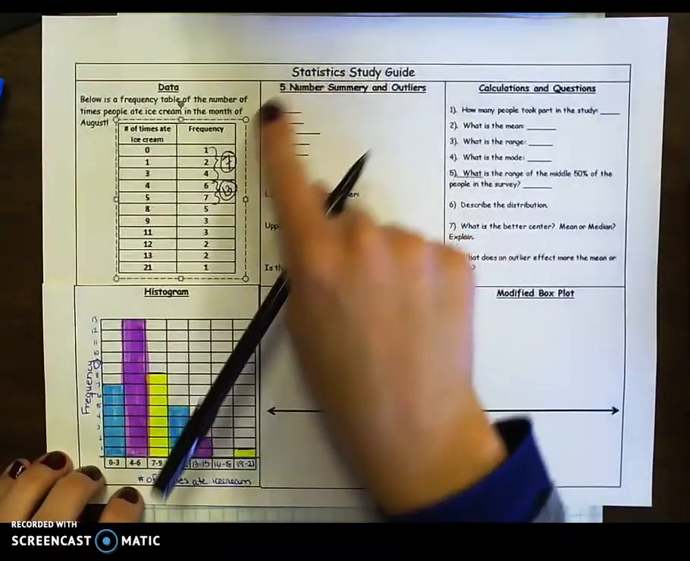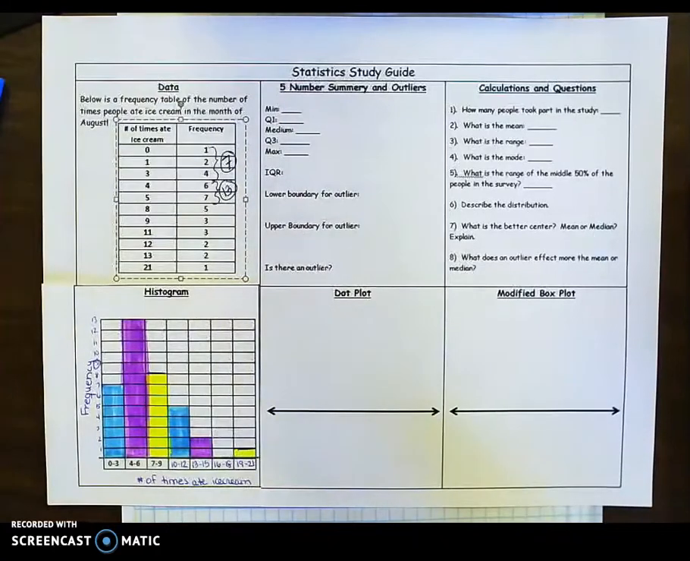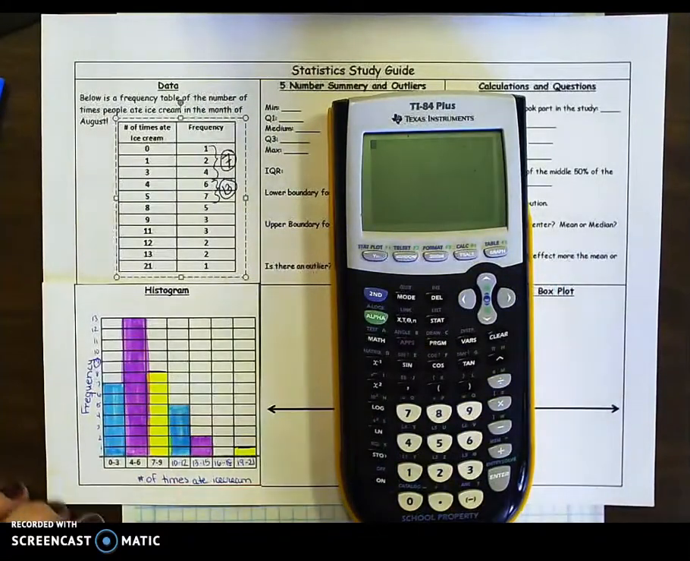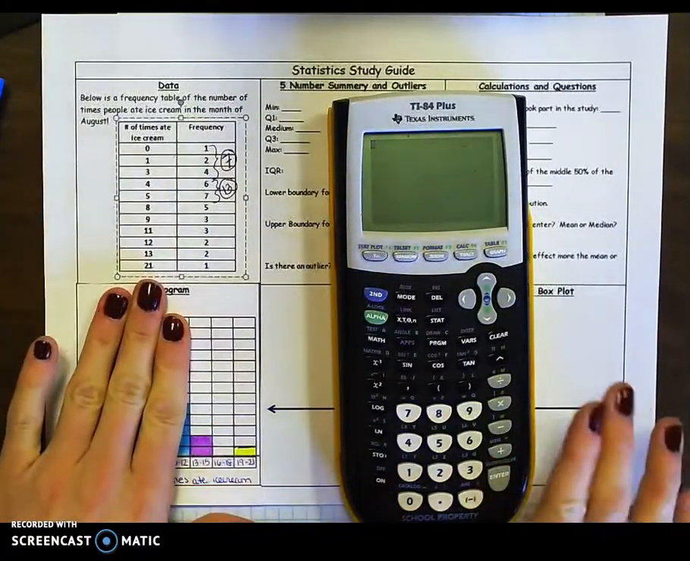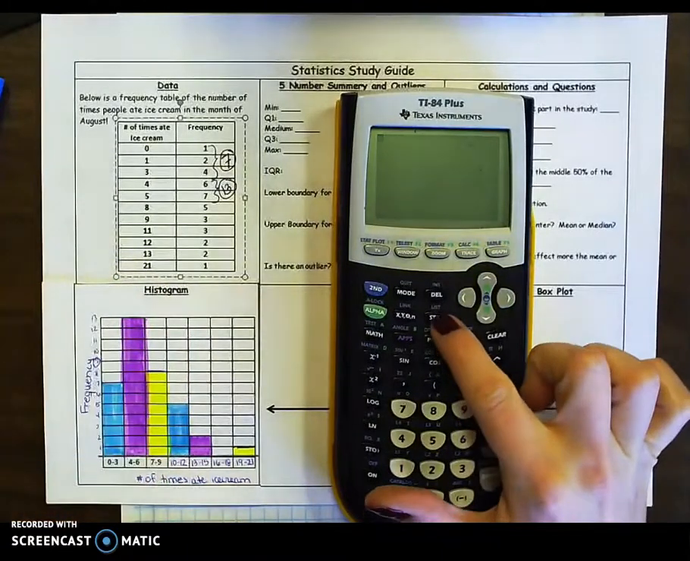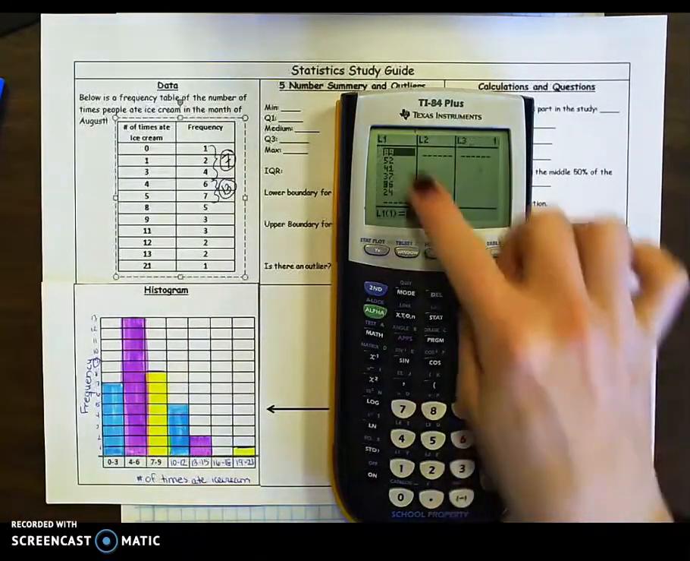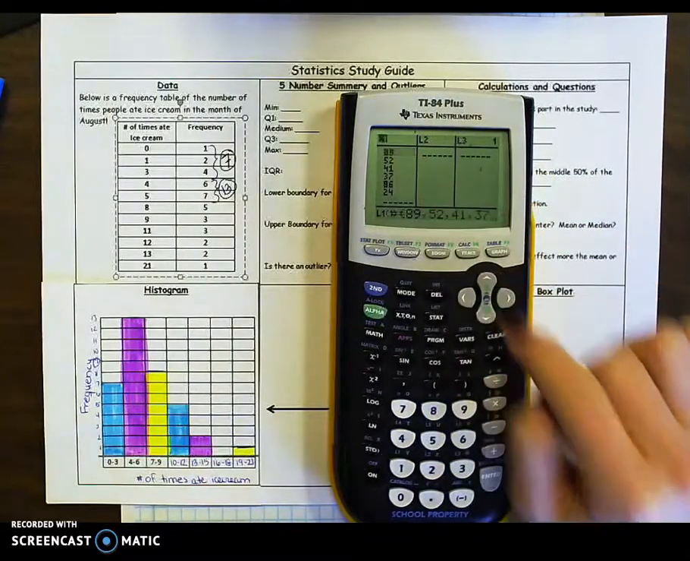So we want to find our 5-number summary, and we know in order to do that, we're going to use our handy-dandy calculators. So if we take our calculators, the first thing we have to do is input all of our data into the calculator. So let's everybody hit the Stat button, hit the Edit button, choice 1. We're going to put everything in L1, so we have to clear that out.